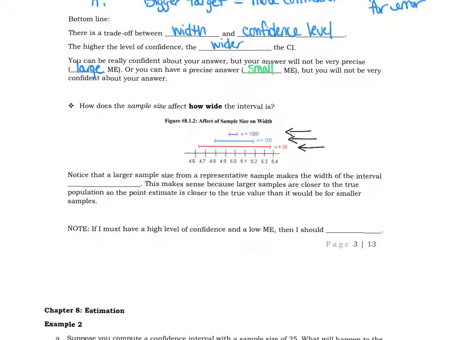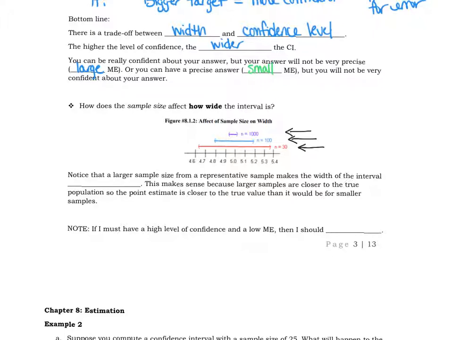So if you went and asked 10 people how they felt about something, and I went and asked 1,000 people how they felt about something, we could be more confident that I was closer to the real value about how people felt on that issue than you were, because I asked a whole bunch more people.